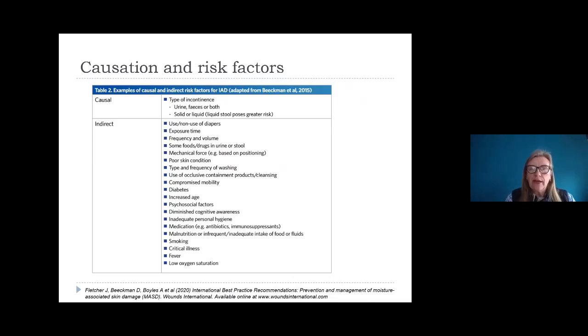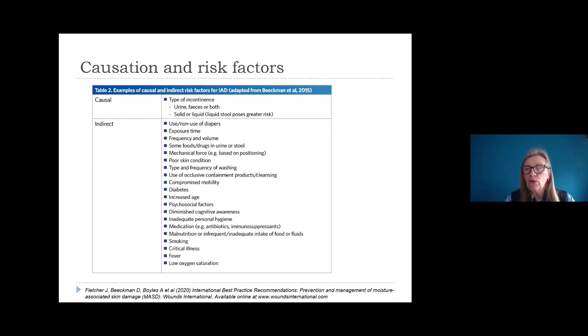When we're thinking about incontinence-associated dermatitis, obviously the causal factors are the presence of urine or faeces on the skin. But there are lots of other things that can contribute to that or increase the risk, including how long the patient's exposed to that. Are we using body-worn pads or bed pads? What's the volume of that urine? And what medication might they be on? We know some things affect the urine, make it much more acidic or much more alkaline.